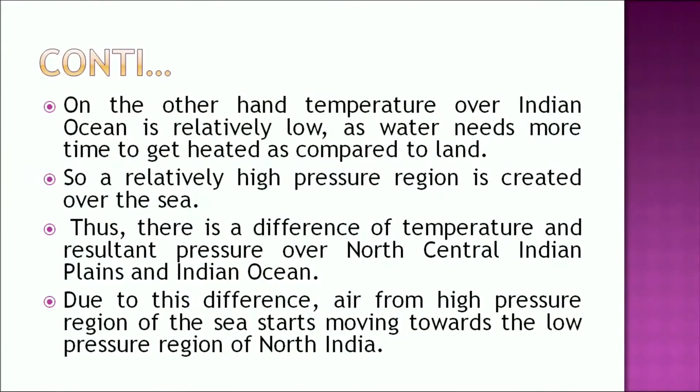On the other hand, temperature over the Indian Ocean is relatively low, as water needs more time to get heated as compared to land. So, a relatively high pressure region is created over the sea. Thus, there is a difference of temperature and resultant pressure over the north central Indian plains and the Indian Ocean. Due to this difference, air from the high pressure region of the sea starts moving towards the low pressure region of North India.